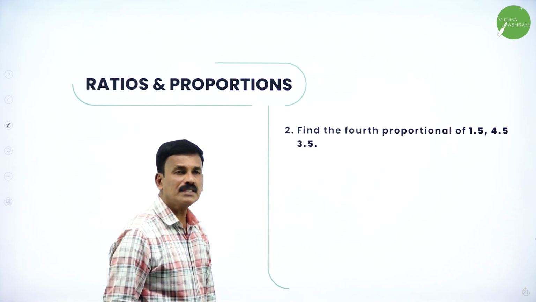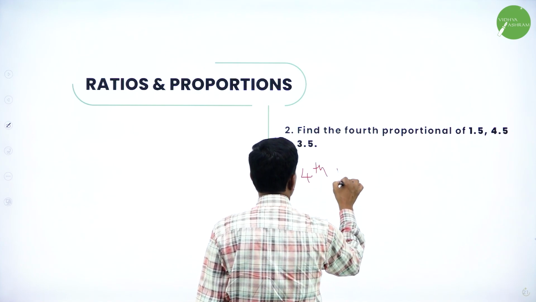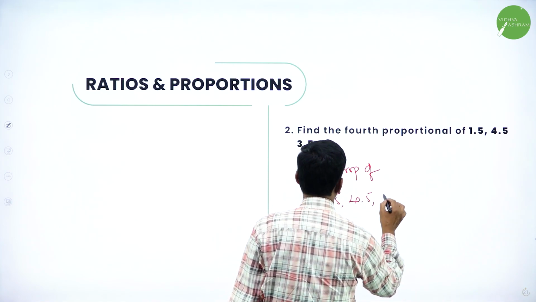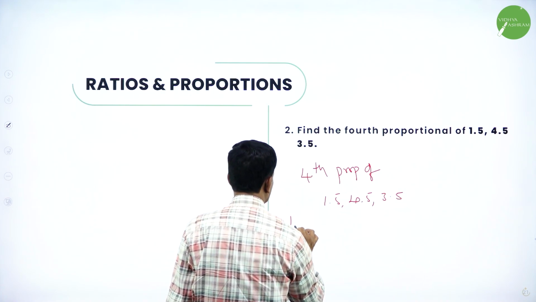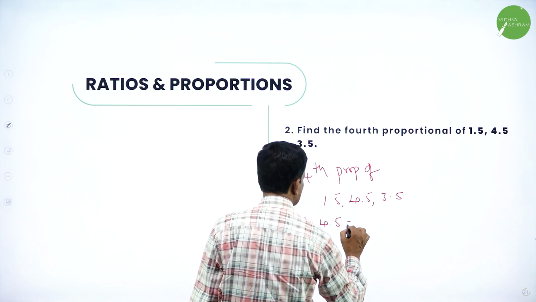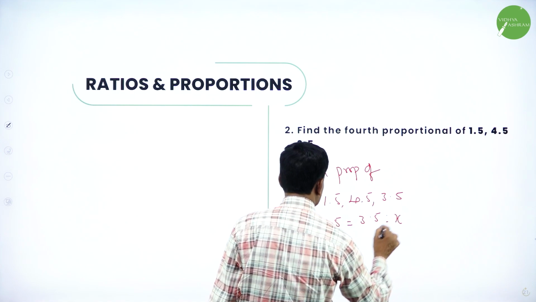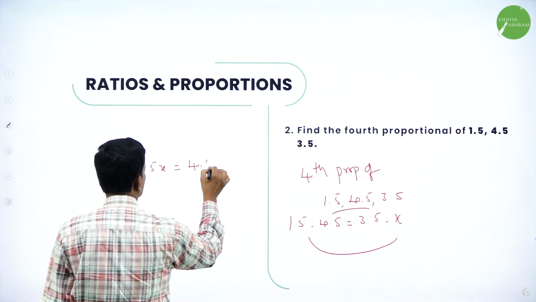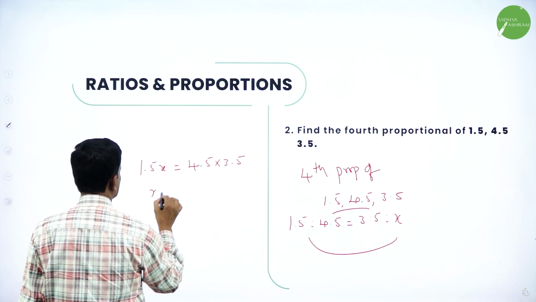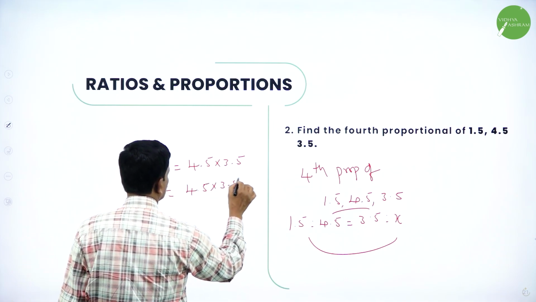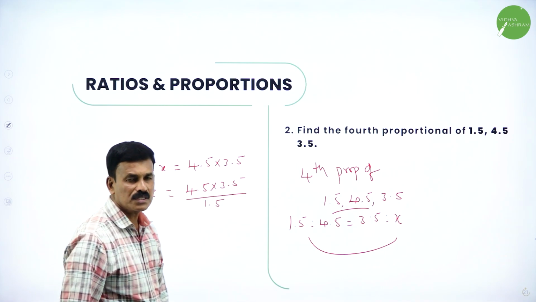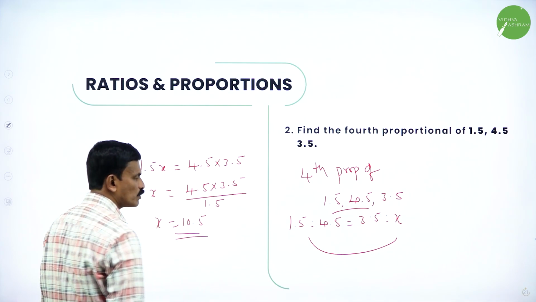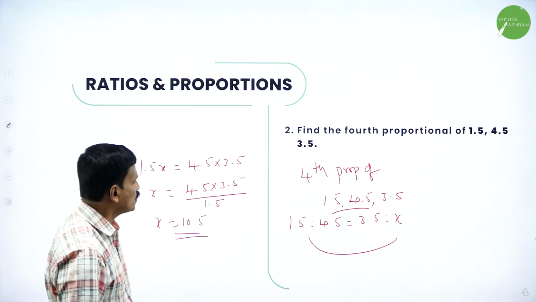Now what to find? The fourth proportional of 1.5, 4.5 and 3.5. That is 1.5 is to 4.5 as 3.5 is to x. Just simplify this. That is 1.5x is equal to 4.5 times 3.5. So x is equal to 4.5 times 3.5 divided by 1.5. Simplify this. So what is this equal to? This is equal to 10.5. So therefore, the fourth proportional of 1.5, 4.5 and 3.5 is 10.5.